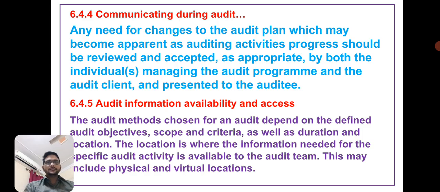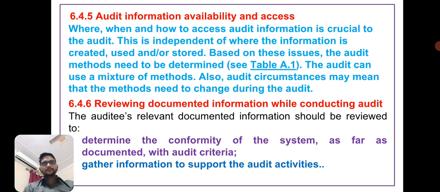Next clause is 6.4.5, that is audit information availability and access. The audit method chosen for an audit depends on the defined audit objective, scope and criteria, as well as duration and location. The location where the information needed for the specific audit activity is available to the audit team may include physical or virtual locations. Where and when to access audit information is crucial to the audit. Next, this is independent of where information is created, used or stored. Based on these issues, the audit method should be determined, and the audit can use a mixture of methods. Also, audit circumstances may require that the method be changed during the audit.